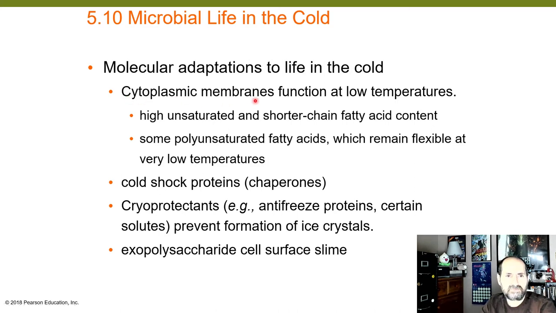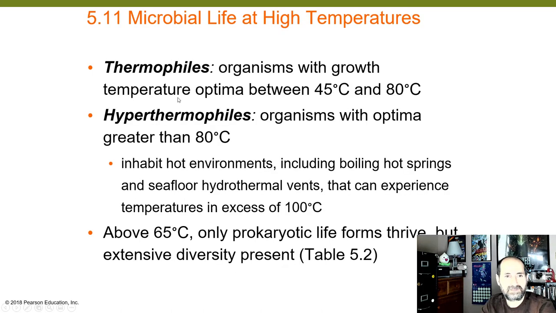What does their cytoplasmic membrane look like? Well, their cytoplasmic membrane has a high level of unsaturated fatty acids. Unsaturated fatty acids remain fluid at colder temperatures. They also have cold shock proteins. They have cryoprotectants. They have surface slime, this exopolysaccharide slime, which keeps them warm, kind of like a miniature coat. Conversely, the thermophiles are optimized for growing in the heat.